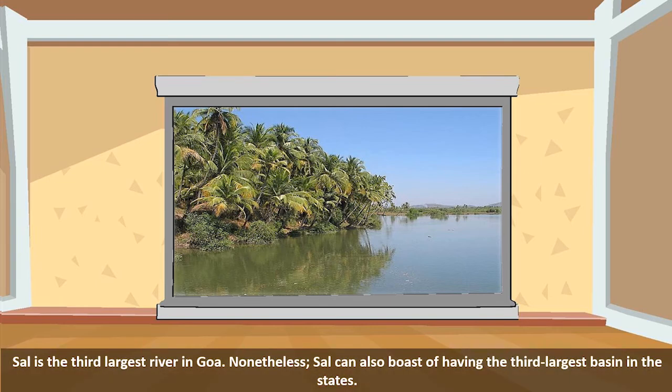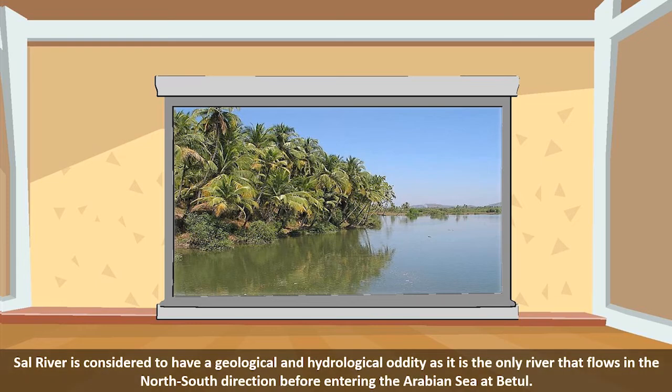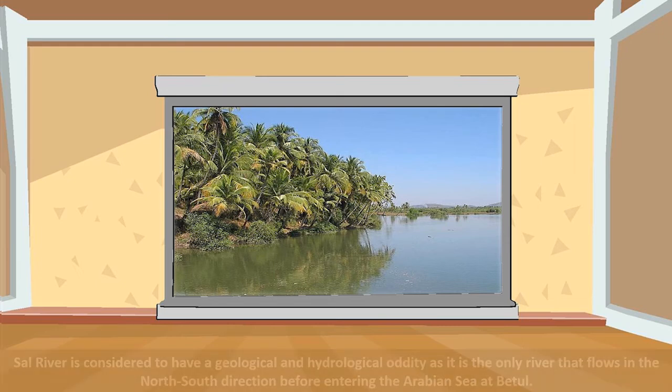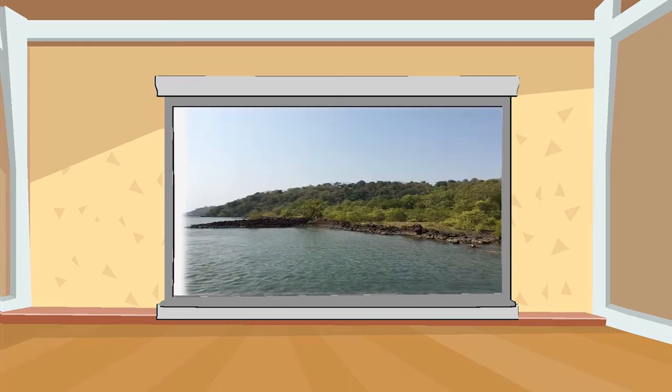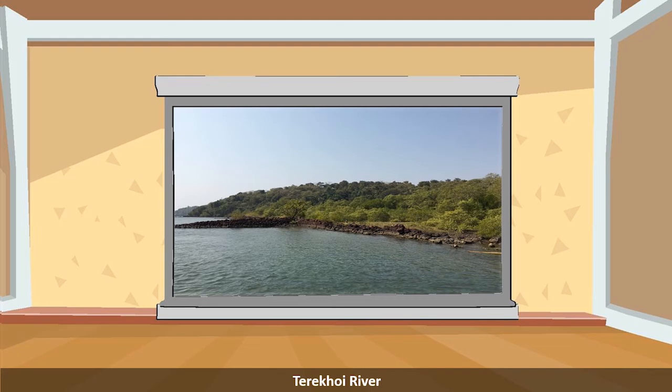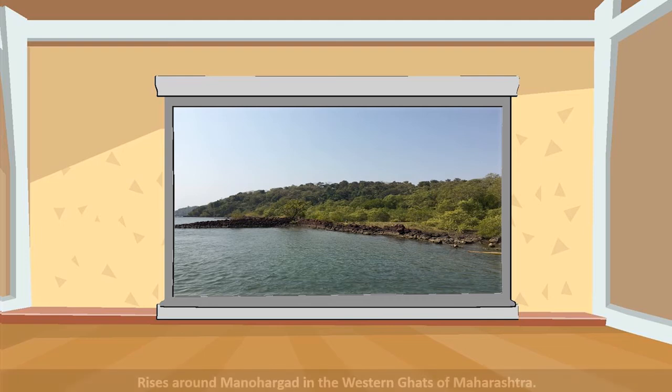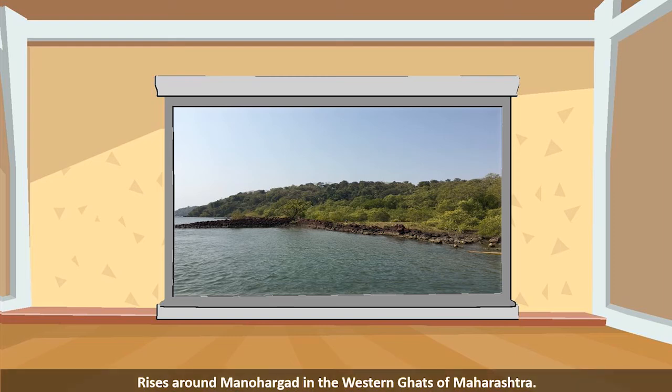Before draining into the Arabian Sea at Betul, it passes through Margao, Navelim, Chinchinim and Assolna. Sal is Goa's 3rd largest river. Sal, on the other hand, can brag about possessing the 3rd largest basin in the province. Sal River is a geographical and hydrological oddity since it is the only river in the world that flows north-south before joining the Arabian Sea at Betul.